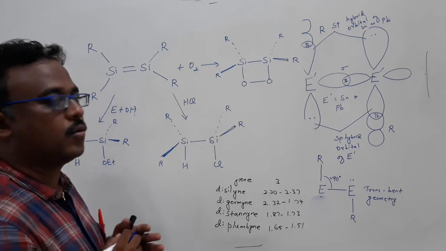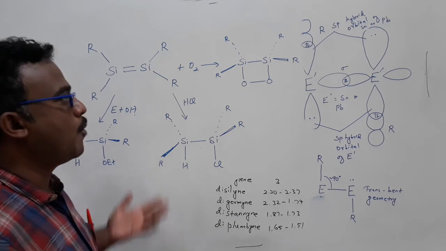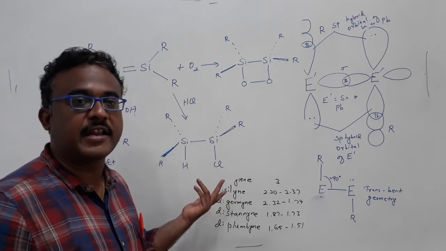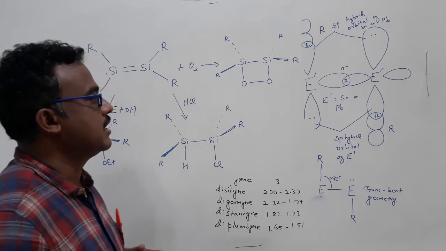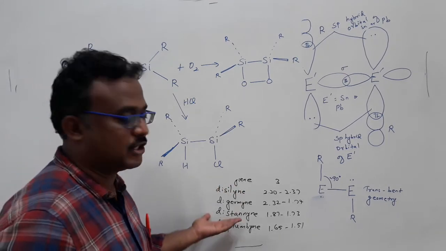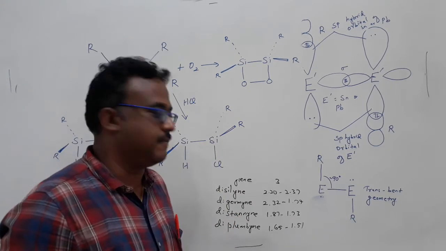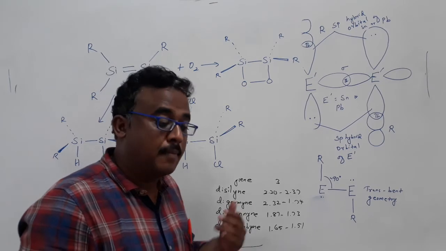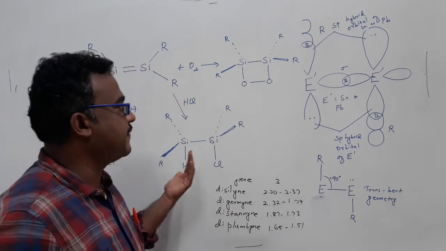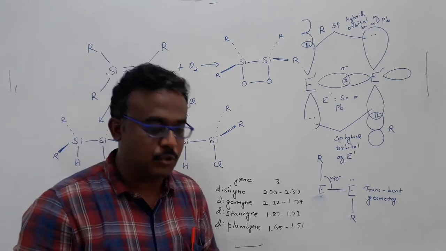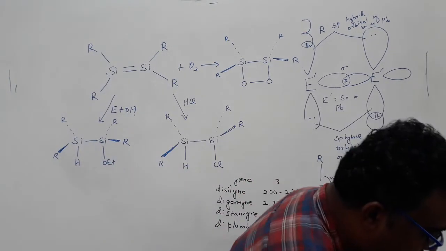You can see here how reactive diacetylene-type compounds are towards oxygen. Similarly, you can expect such reactions. Compared with diacetylene, triple-bonded compounds will be even more reactive because they have a triple bond, so such reactions can happen even with triple-bonded compounds. So I would like to conclude now.